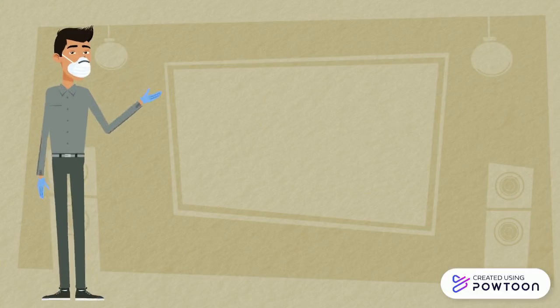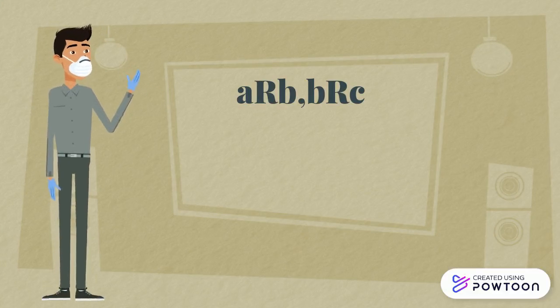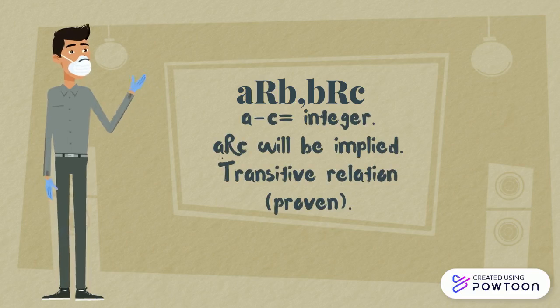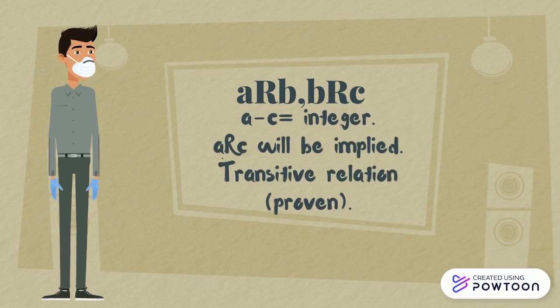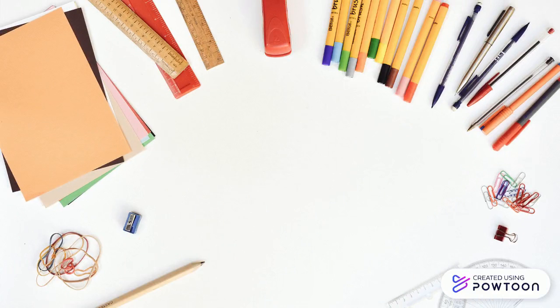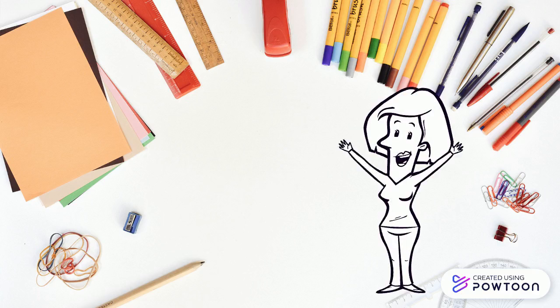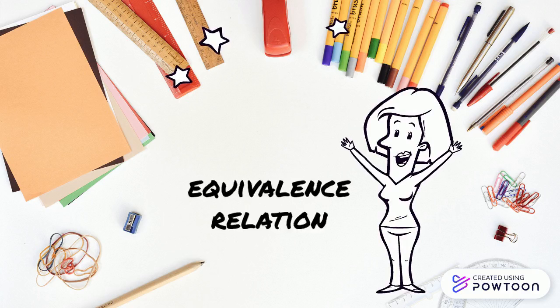Then we will suppose ARB and BRC. Since A minus B and B minus C are integers, it shows that A minus C will also be an integer. Hence, ARB and BRC will suggest a relation ARC. This means that the relation is transitive. According to the above explanations, since relation R satisfies all the conditions, it is an equivalence relation.